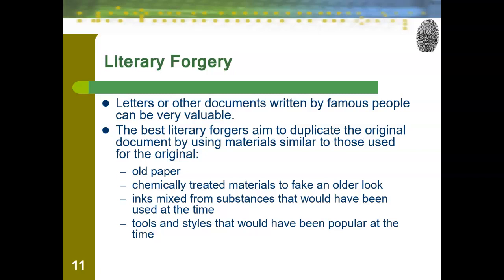Now, literary forgery can be a pretty difficult thing because you have to aim to duplicate the original document by using materials similar to those from the original. So if you were trying to say that you have a letter from Abraham Lincoln, you can't print it on a piece of computer paper because we all know that Abraham Lincoln did not have access to computer paper.